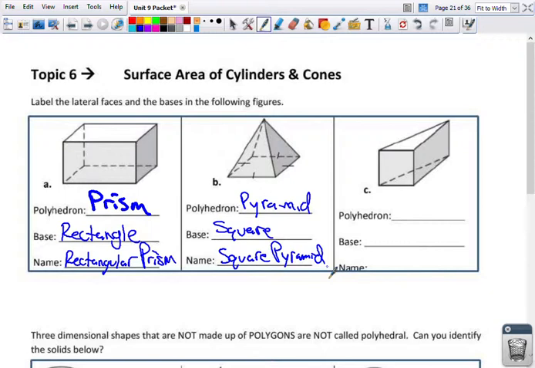C is a little bit tricky. It kind of looks like a pyramid, but if you look, all the faces don't meet at one apex, right? There's two spots where they meet there. There's a couple spots there. So this is actually a prism.